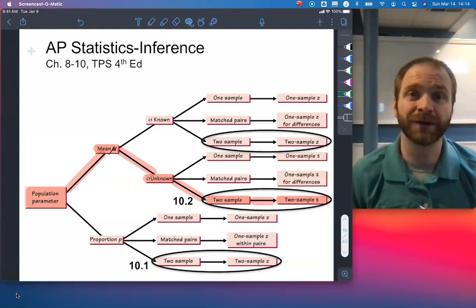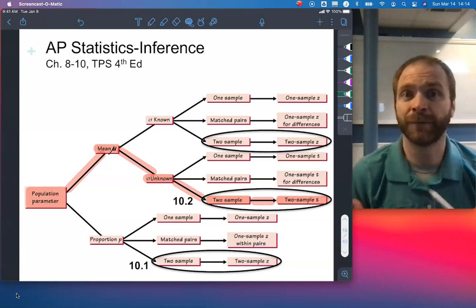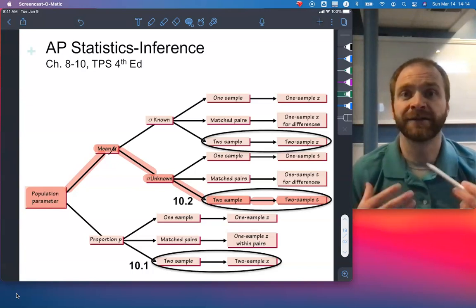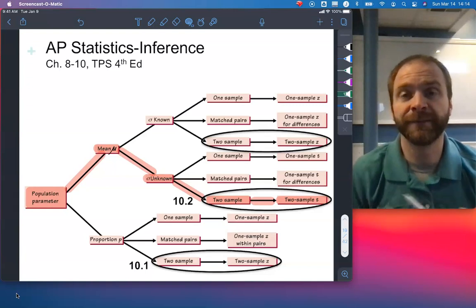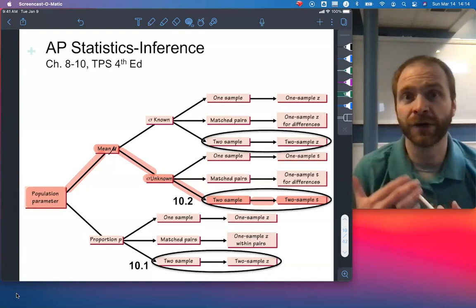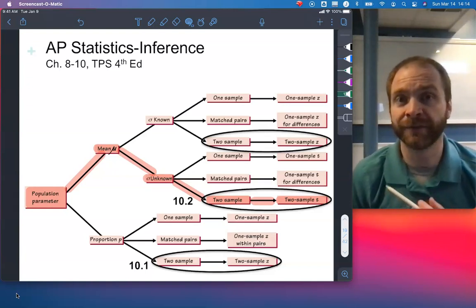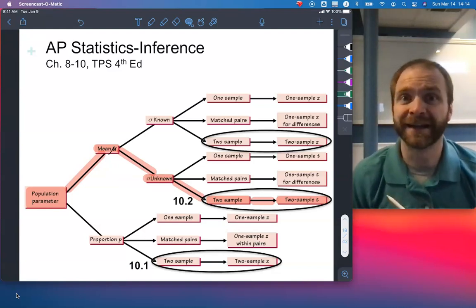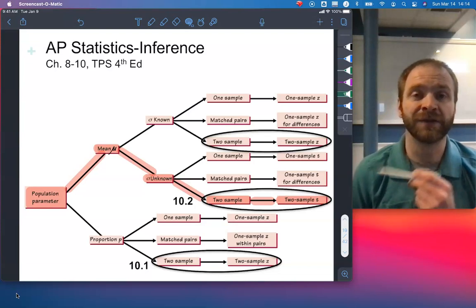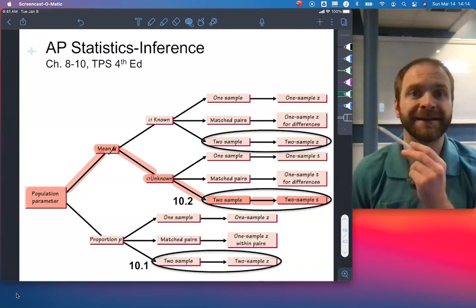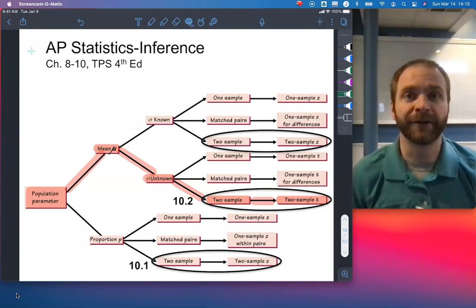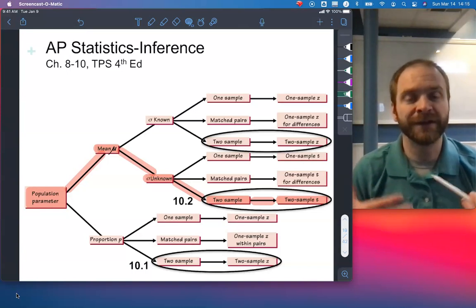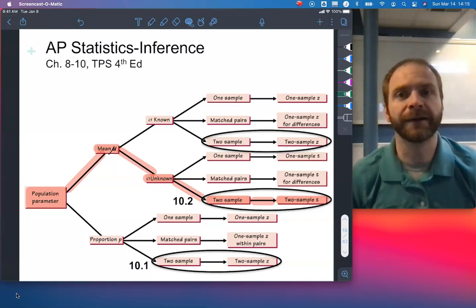Because if it's categorical, you'll be looking at what we did in lesson 10.1. If it's quantitative, well, you're dealing with means. So you have to ask yourself, do you know sigma, the population standard deviation? Is it given to you in the prompt, or was it not given to you? Is it unknown? Because if it's unknown, you're going to be dealing with a two-sample t. If it was known, you'd be dealing with a two-sample z. So this diagram, we're getting toward the end of it, where you need to go through each problem following this process.